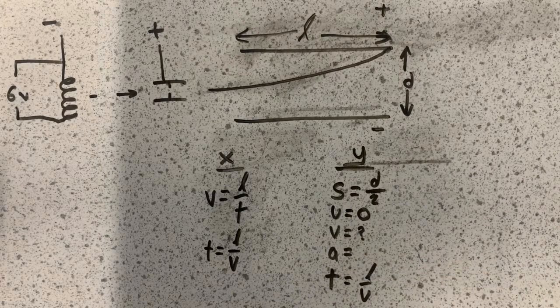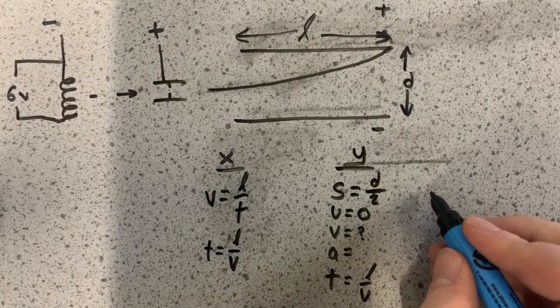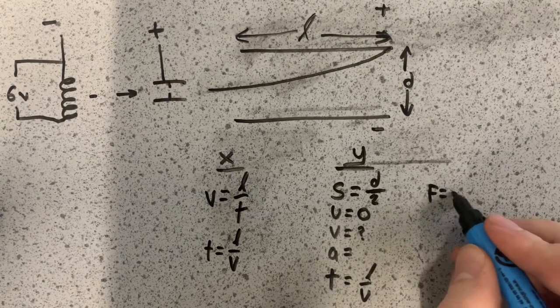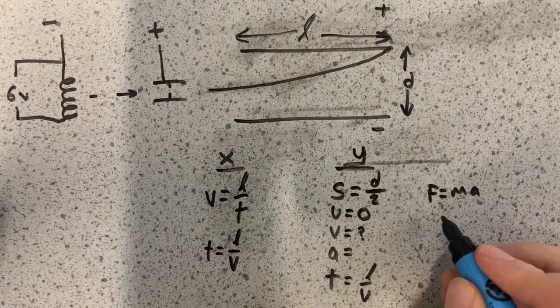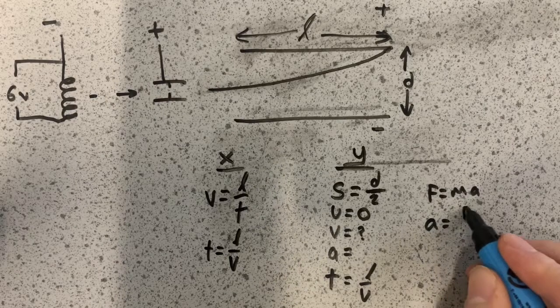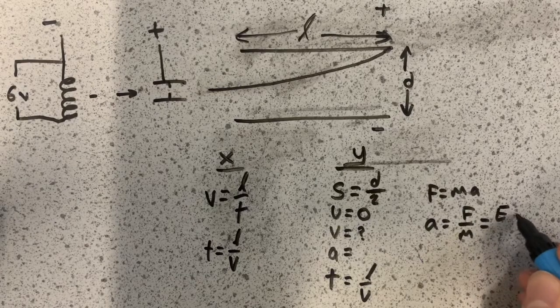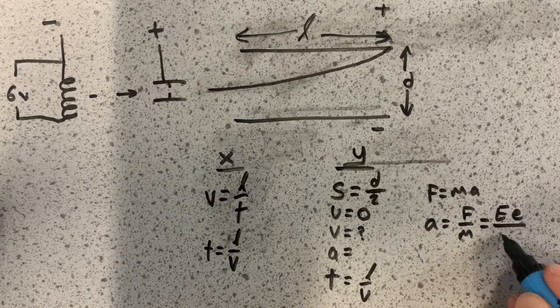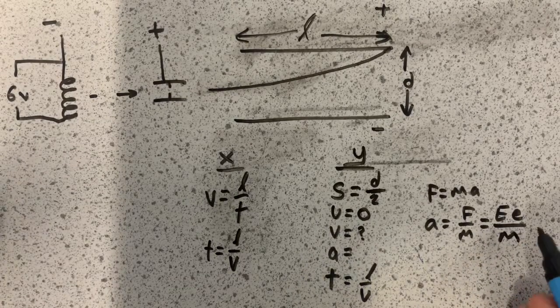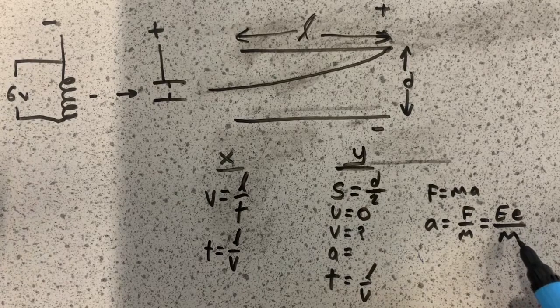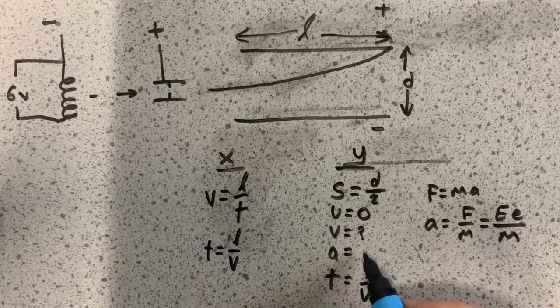The acceleration is an interesting one. So the acceleration we can get from F equals ma. We can say that the acceleration is going to be the force divided by the mass, and of course the force is the electric field strength times the charge on an electron. Divide that by the mass here. So we've got e over m, our specific charge, right? And that is the acceleration.